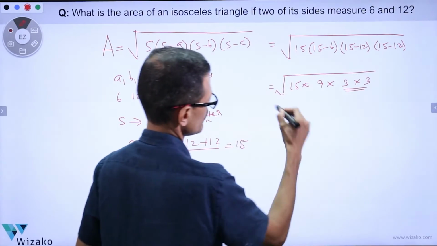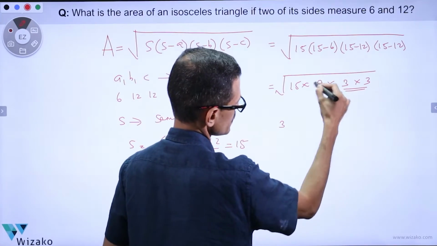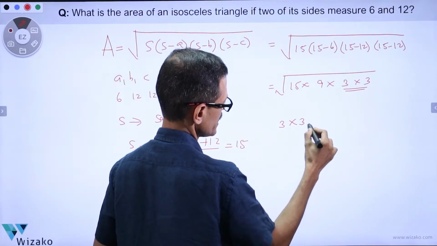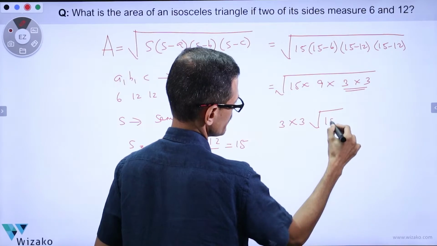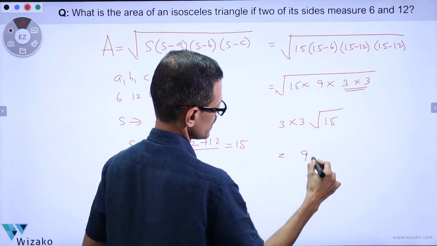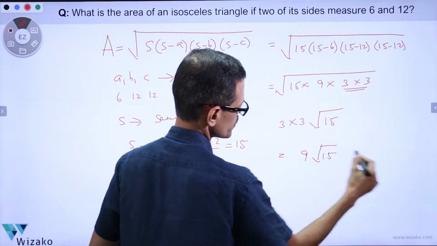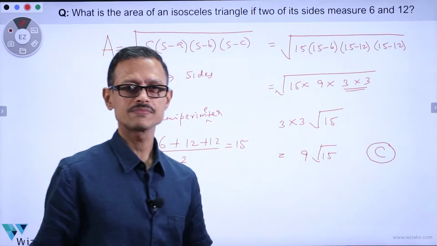These two 3's will come out of the square root as a 3. 9 is a perfect square, comes out of the square root as a 3 and we will be left with a 15. So area of this triangle is equal to 9 root 15. Choice C is the answer to this question.